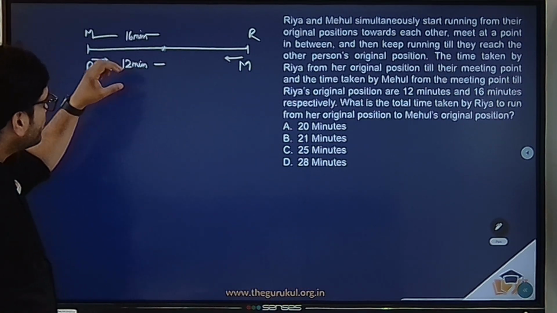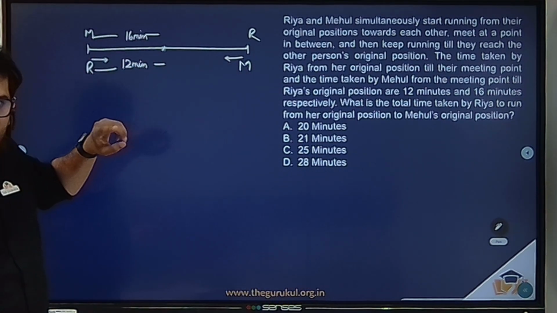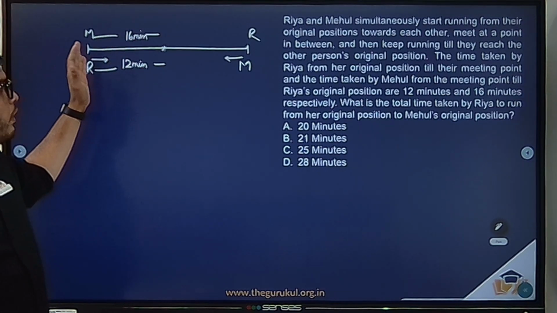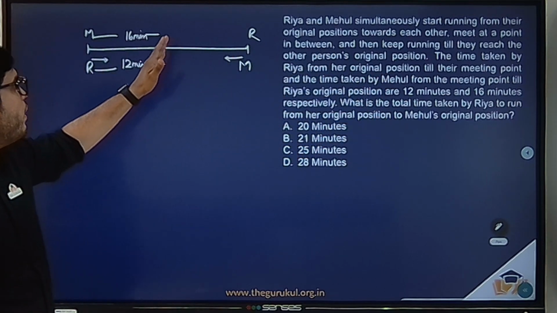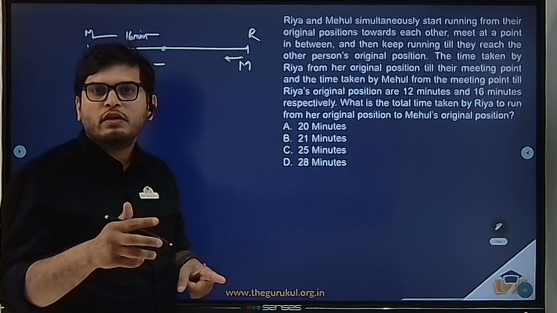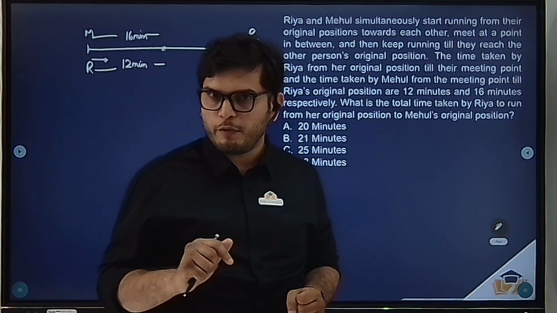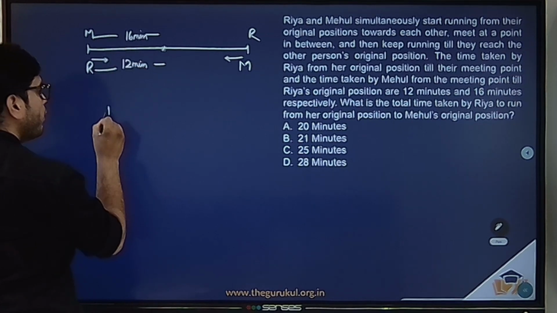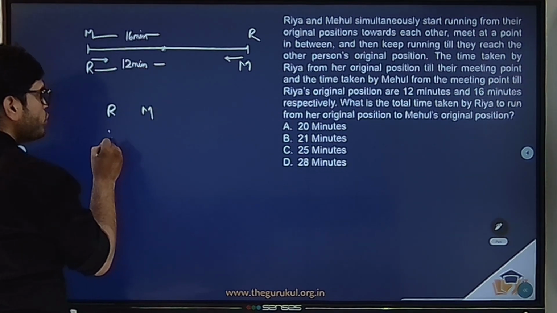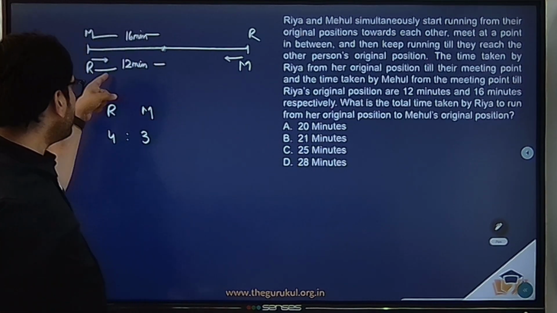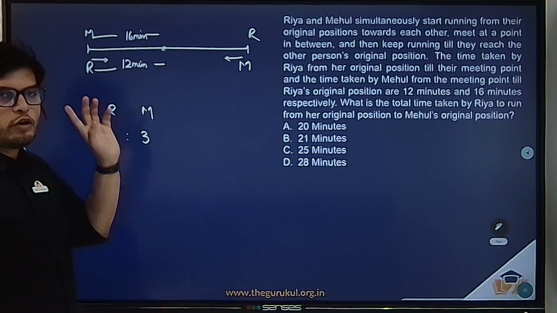Now if you observe, the distance between these two is constant in both the cases, right? To cover the same distance, Ria took 12 minutes, whereas Mehul took 16 minutes. When the distance is constant, speed and time are inversely proportional, right? So the speeds of Ria and Mehul will be in the ratio 4 is to 3. Right, so that's the reason Ria has taken less time to cover the same distance compared to Mehul.